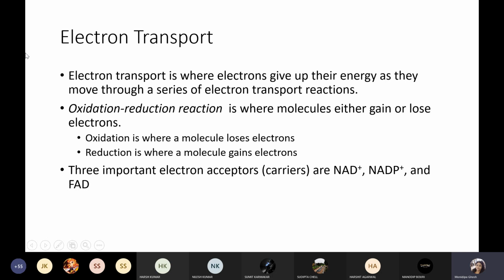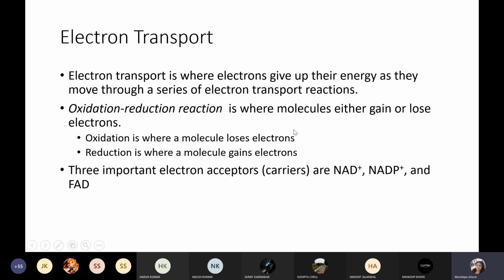The oxidation reaction and reduction reaction are where molecules either gain or lose electrons. Oxidation is where a molecule loses electrons, and reduction is where the molecule gains electrons. So the three electron acceptors or carriers in an electron transport chain are NAD, NADP and FAD.